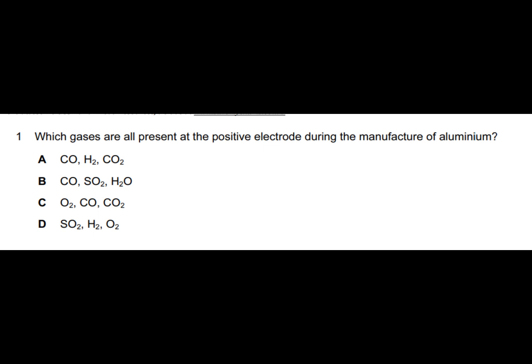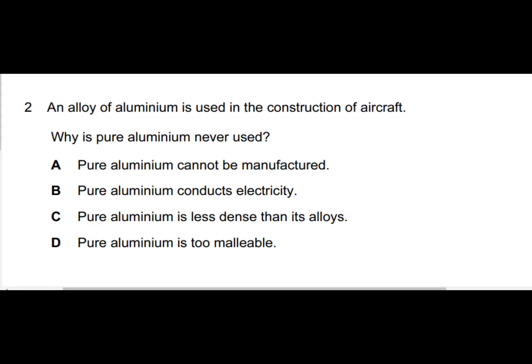Now let's start doing the questions. Question number 1 says, which gases are present at the positive electrode during the manufacturing of aluminium? The positive electrode is the anode. At the anode you see oxygen, carbon dioxide, and if a limited amount of oxygen is present, carbon monoxide is formed. So Charlie is the correct option for this question.